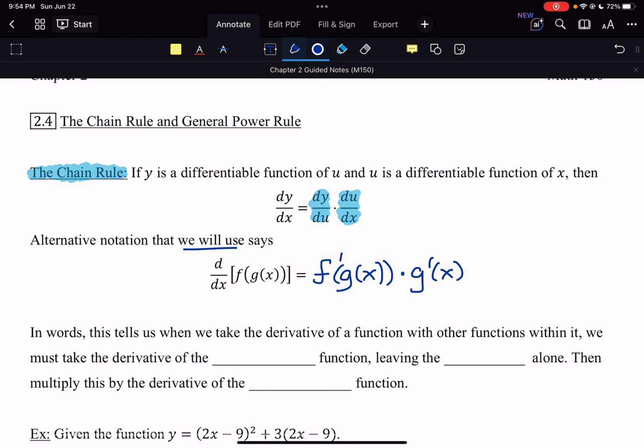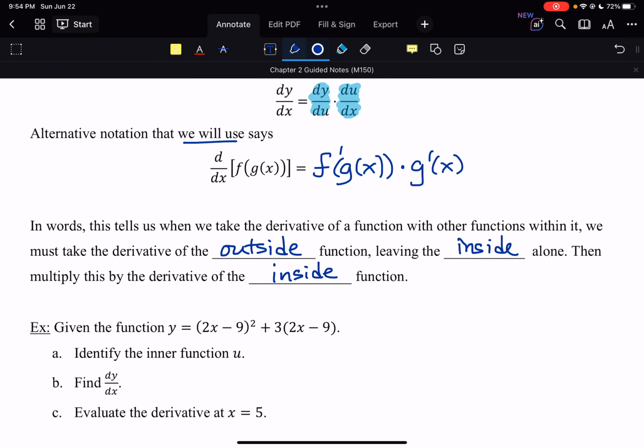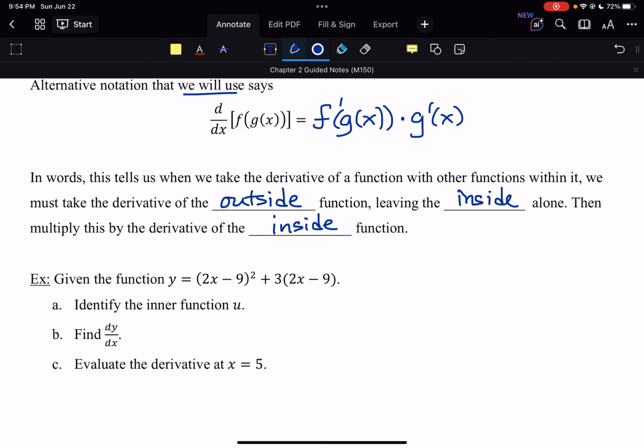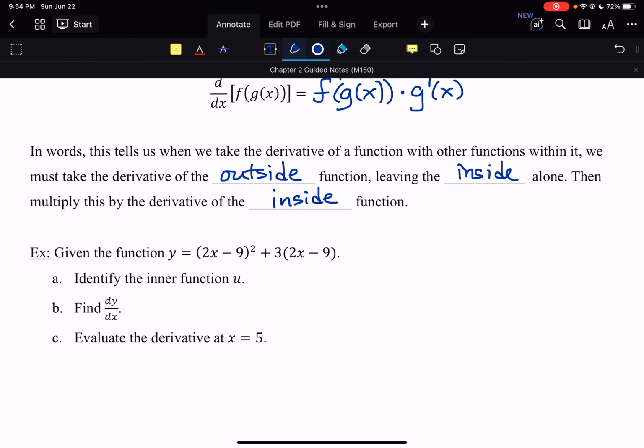So if you have a function inside of another function, if we take the derivative of a function with another function within it, we must take the derivative of the outside function first, leaving the inside alone, then multiply this by the derivative of the inside function. So you take the derivative of the outside function first times the derivative of the inside function. Okay, so let's take a look at how this would work. So we ease into this first using this u notation.